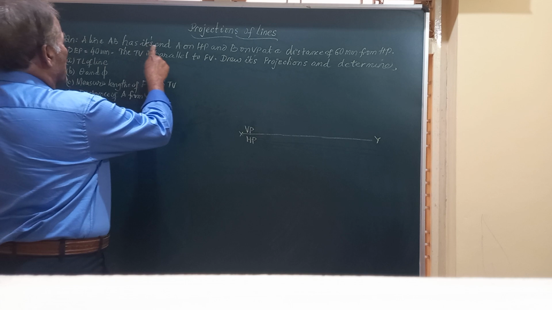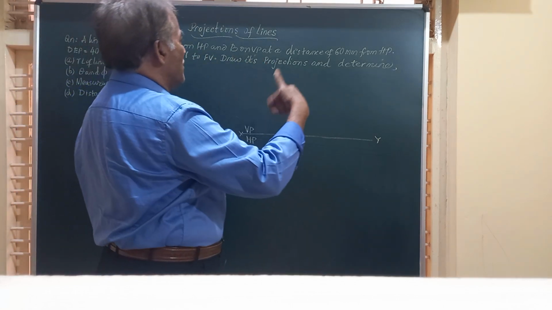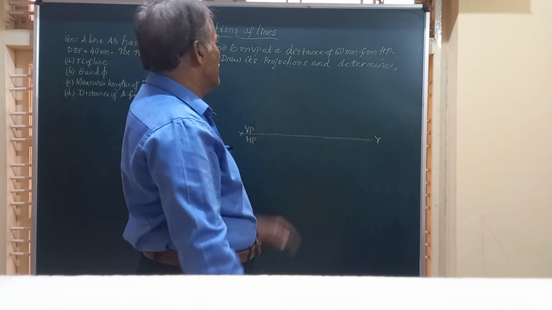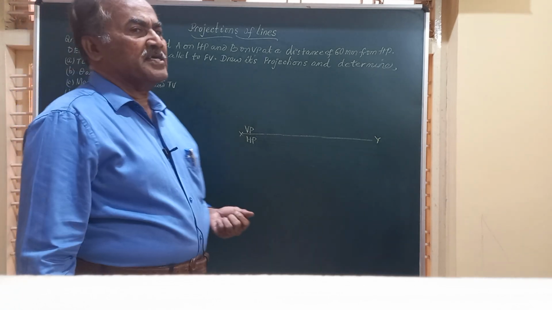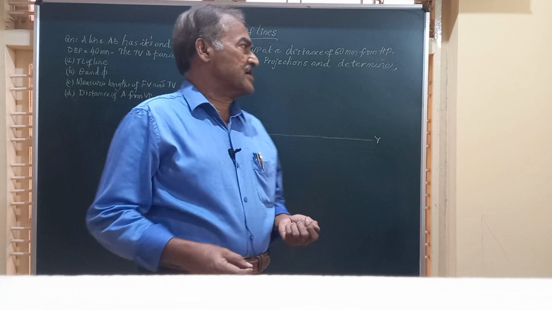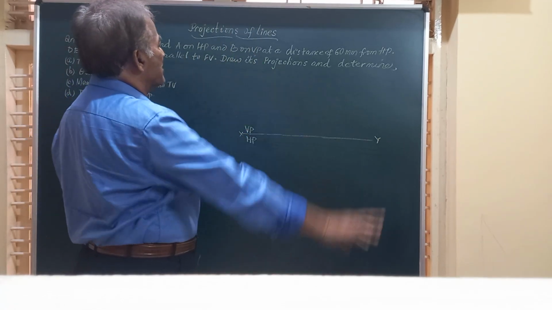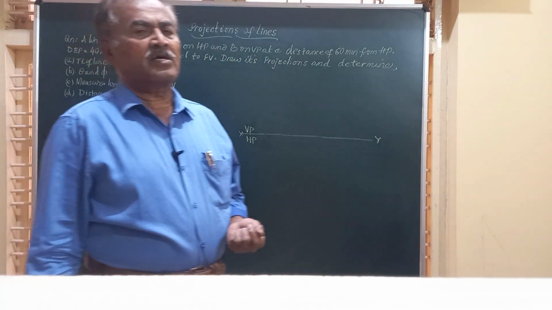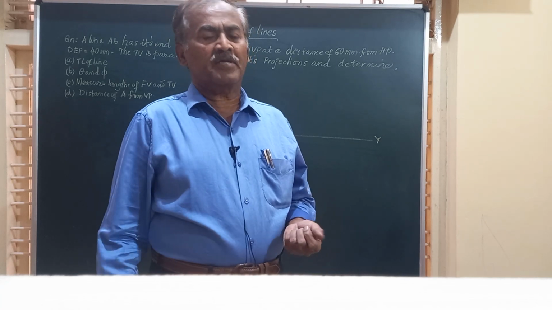A line AB has its end A on HP and the end B is on VP at a distance of, so on. So they have given DEP is equal to 40. DEP means distance between end projectors is 40 mm. The top view is parallel to front view. Draw its projections. Let's first of all write down the projections of the ends A and B.